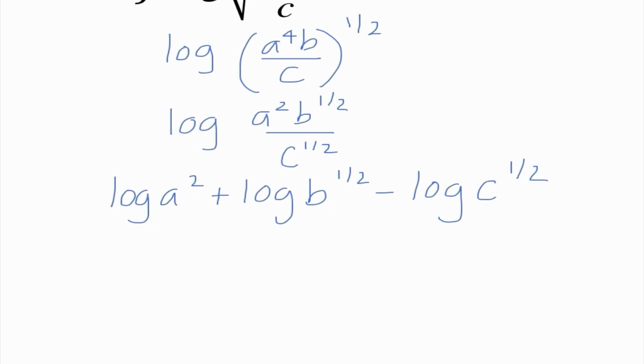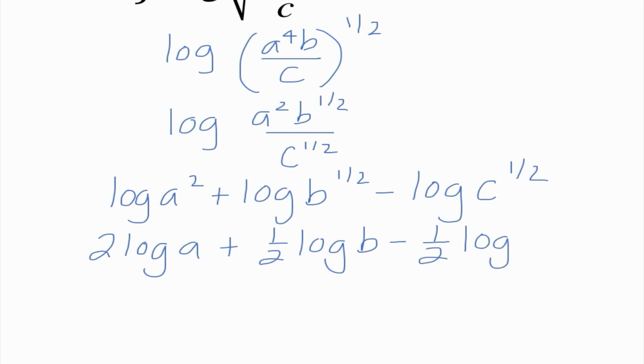So I split up this multiplication with addition. I split up the division with subtraction. Now I'm not done because I don't have log A, log of B, log of C by themselves because I have all these exponents. So I need to make those into coefficients. So I'm moving those coefficients out in front of all three of them. Now I can go ahead and substitute in 3, 5, and 6.